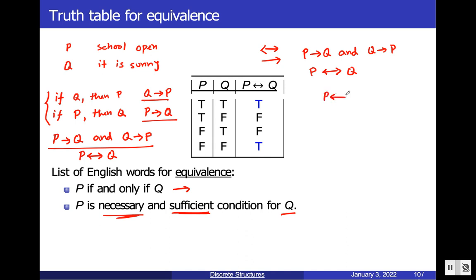P double implication Q means P implies Q and Q implies P. Sometimes we can write this Q implies P like that, and it is actually the same. So that looks like a compound statement created from two other compound statements. So let's do that ourselves and find out the truth table for double implication.